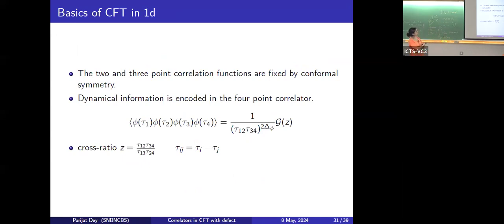The conformal symmetry fixes the 2-point and 3-point correlation functions, and the dynamical information is encoded in the 4-point correlation function. If we have 4 operators at 4 points, tau 1, tau 2, tau 3 and tau 4, then out of these one can construct a conformally invariant ratio, the cross ratio, defined this way, and this 4-point function is a function of this cross ratio only. We have pulled out this factor for convenience, and delta phi is the scaling dimension of the phi operator.